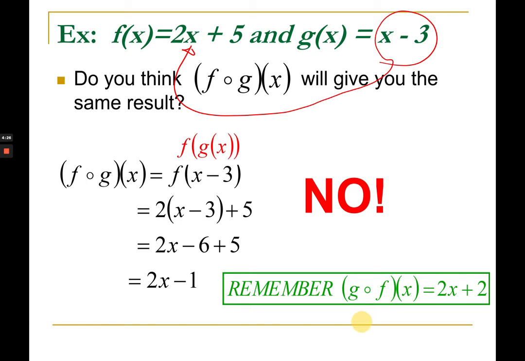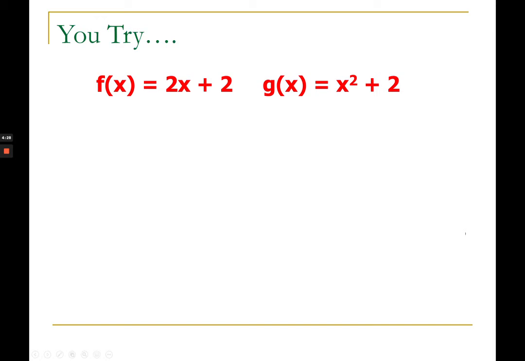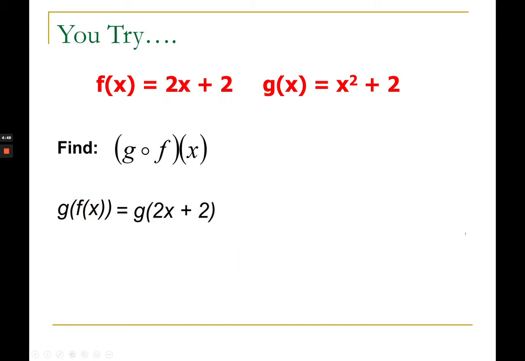Let's have some more examples. Now let's try this next set. You have function f of x is equal to 2x plus 2, g of x is equal to x squared plus 2. Let's try your g composed with f of x, which means you have g of f of x. First step, you just replace this with your function f of x, which is 2x plus 2, which means this whole 2x plus 2 is your new value of x in your g.